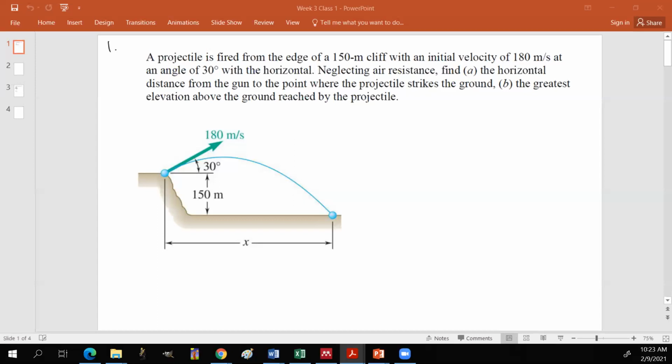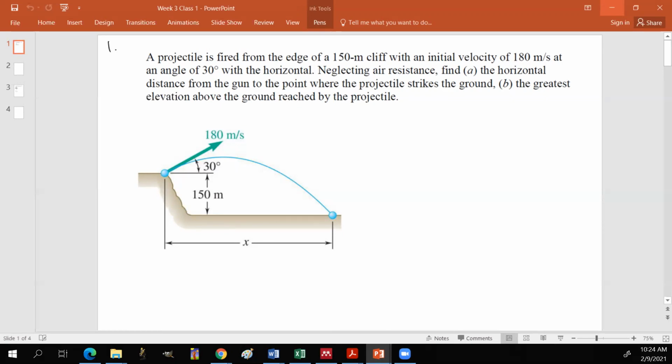So the way to go about the problem is that we have to consider the vertical and the horizontal motion separately. Then we apply our equations in the y direction, and we apply the equations in the x direction. We'll figure out the time t for the projectile to hit the ground, because we know that it has to go down by a height of 150 meters, and we'll use that to find the horizontal distance.